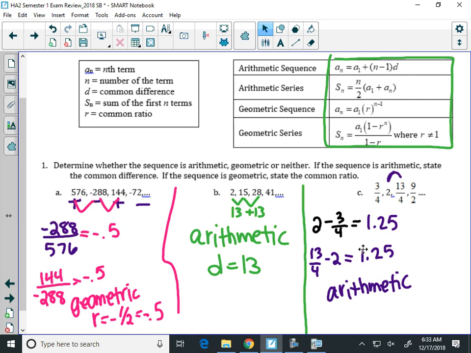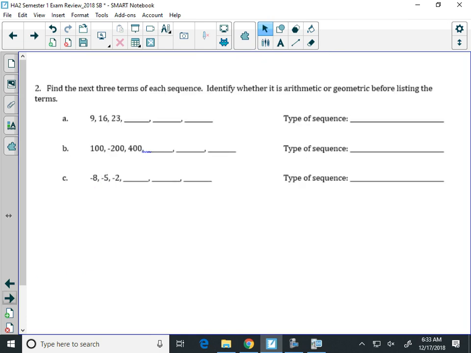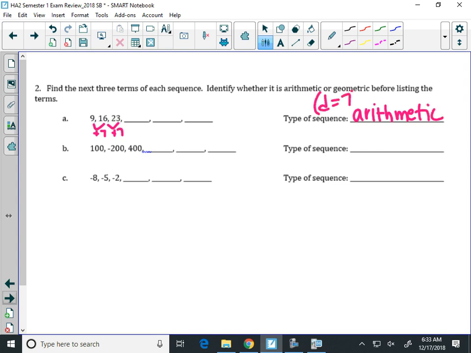All right, so number 2, similar kind of problem. You have to decide if it's an arithmetic or a geometric sequence. Find the common ratio so that you can fill in the blanks. Okay, so we're going from, in A, 9 to 16 to 23. Let's try arithmetic. 9 to 16, you're adding 7. 16 to 23, you're also adding 7. So this looks like it's arithmetic. And just so we know here, the common difference is 7.